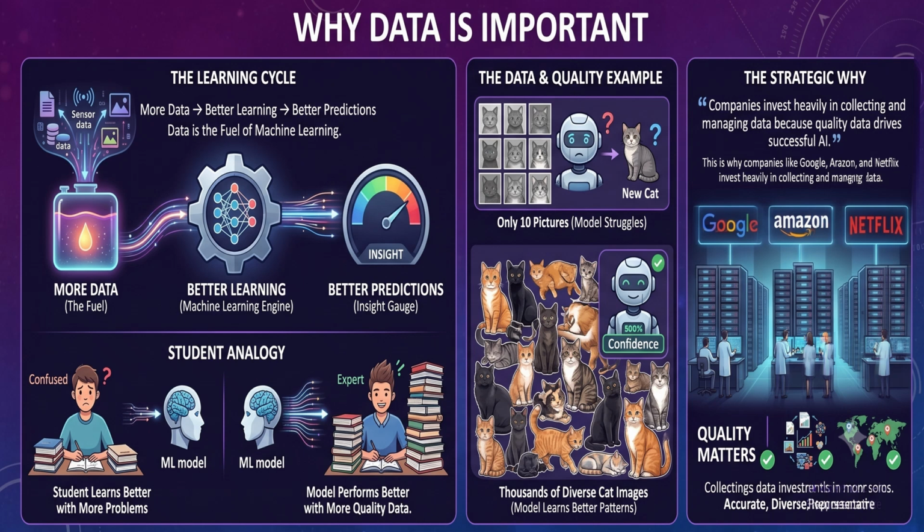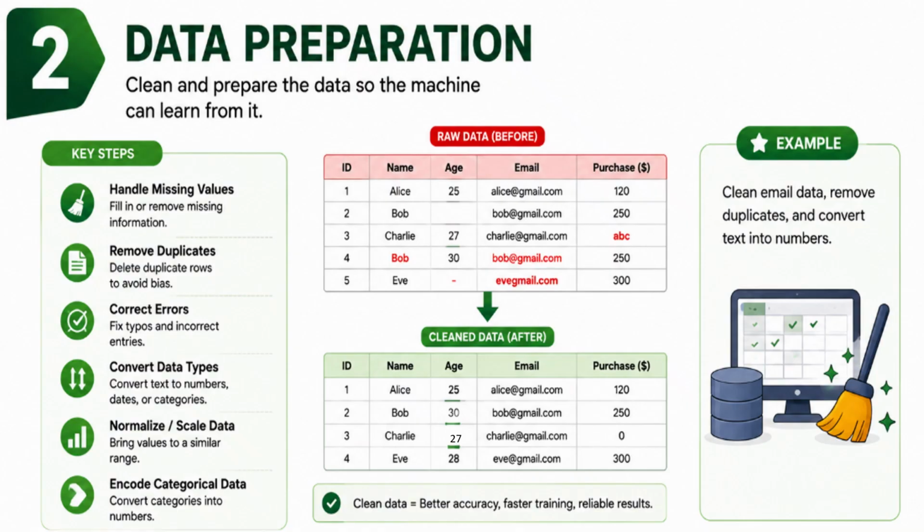It's not just about quantity of data, but also its quality. The data should be accurate, relevant, and diverse. That's why companies like Google, Amazon, and Netflix invest heavily in collecting and managing quality data. In short, better data leads to better learning, and better learning leads to better predictions. Garbage in, garbage out. Once we have collected the data, the next step is data preparation.